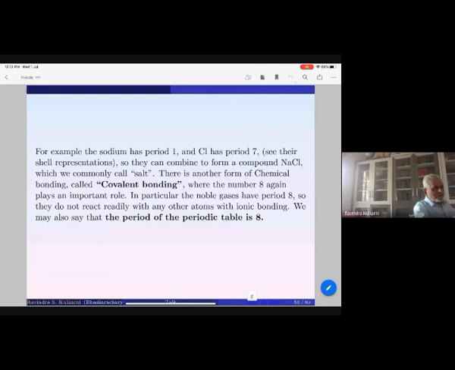In particular, the noble gases have period 8. Noble gases are inert gases, and they have these 8 valence electrons, so the outer shell is completely filled. So they do not react with any other atoms. So we may say that the period of the periodic table is 8, which the chemists don't talk about. They do talk about the period, but their period is completely different, not this intrinsic period.